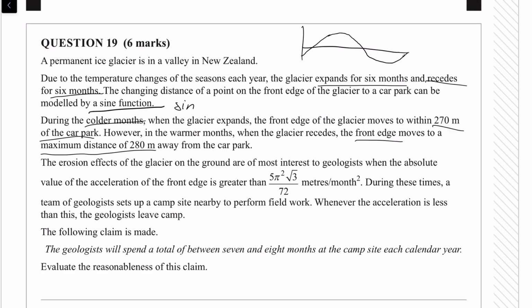The erosion effects of the glacier on the ground are of most interest to geologists when the absolute value of the acceleration of the front edge is greater than this value here in meters per month squared. During these times, a team of geologists sets up a campsite nearby to perform field work. Whenever the acceleration is less than this, then the geologists leave the camp. The following claim is made: the geologists will spend a total of between 7 and 8 months at the campsite each calendar year. Evaluate the reasonableness of this claim.